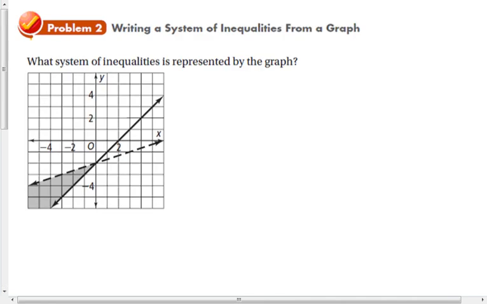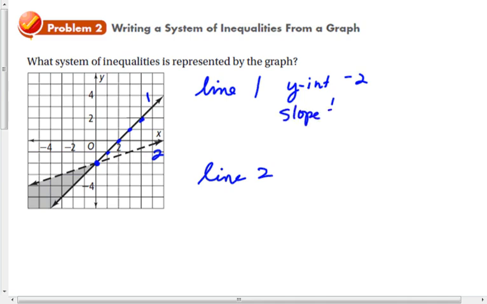All right, so let's write a system of inequalities to represent this graph. To do that, we need to figure out what the boundary lines are. So I'll just label these line 1 and line 2. And so this is 1 and this is 2. So line 1, we have a y-intercept of -2. And the slope is, looks like we're going up 1 for every 1 we go over. So the slope is 1 over 1, which is 1.